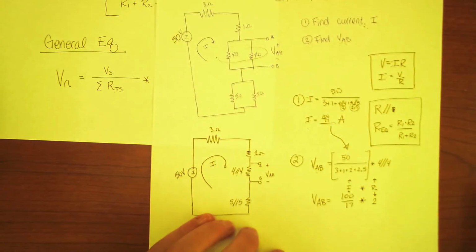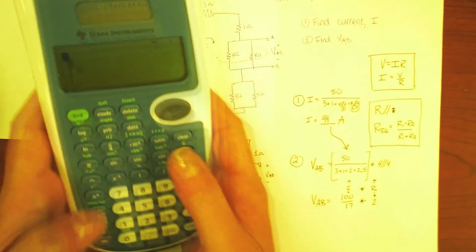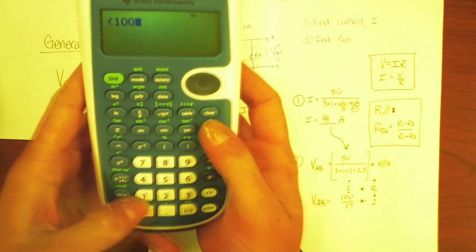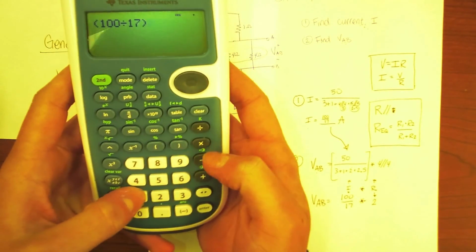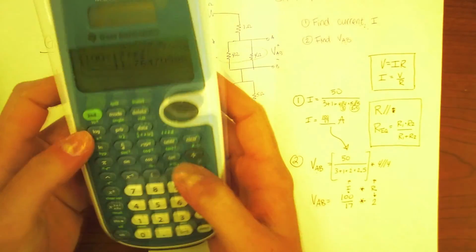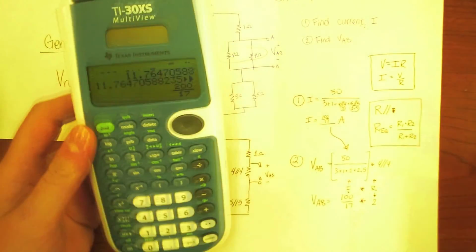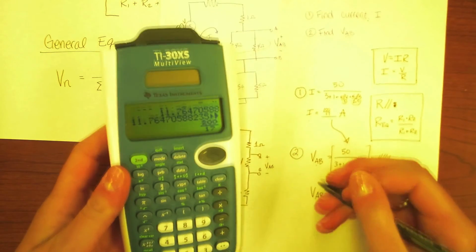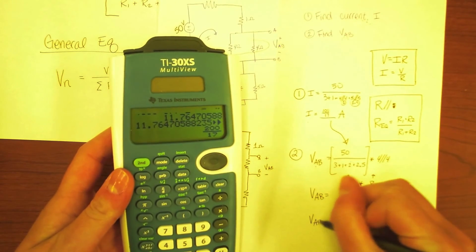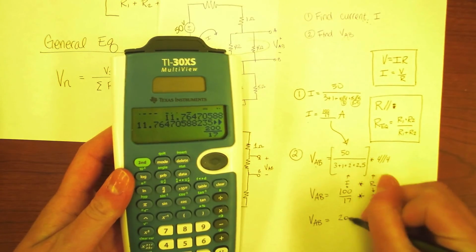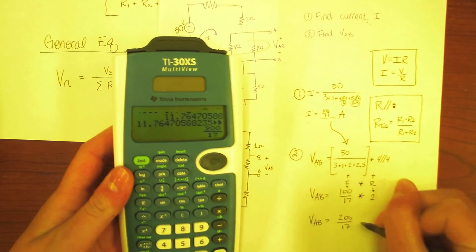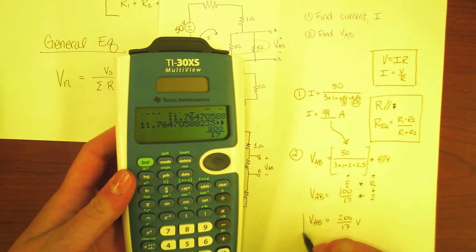So to calculate all that up, our VAB is going to equal 100 divided by 17 times 2. Make that into a decimal. So for this problem, VAB equals 200 over 17 volts. And that's your answer.